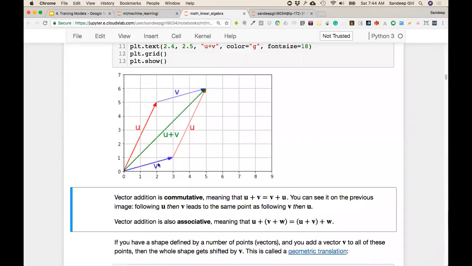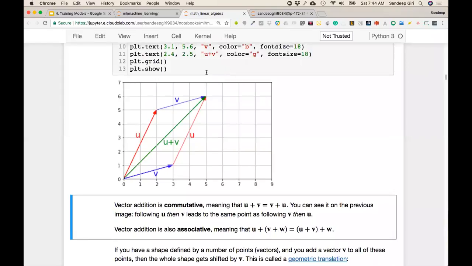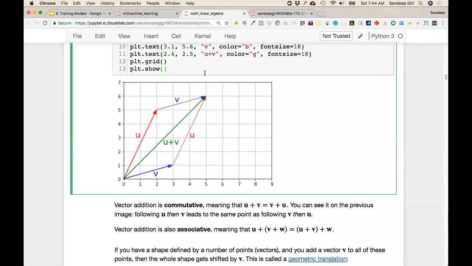So if there is a swimmer who is going in this direction and the stream is flowing in this direction, the effective direction of this swimmer is going to be this. That's what vector addition means. Okay, that's what vector addition means.